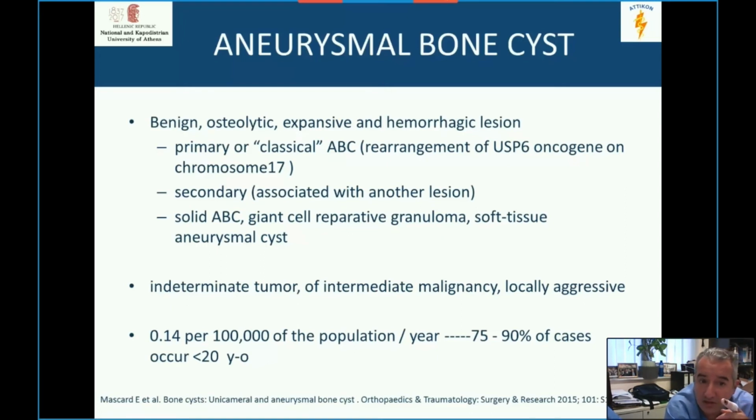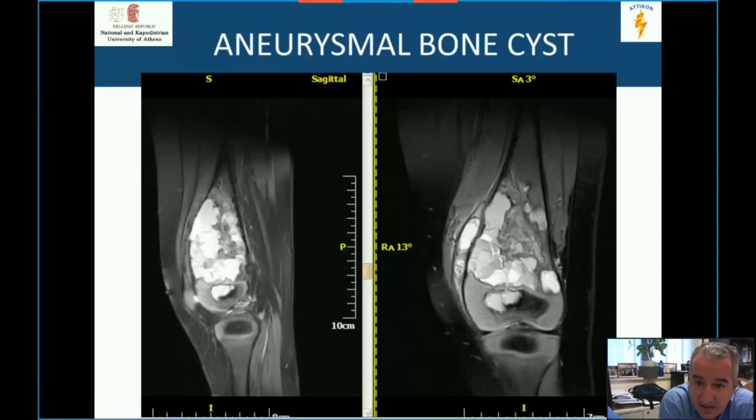These are benign, osteolytic, expansive, and very hemorrhagic lesions. They can be found as primary cases or classical ABCs. We can find aneurysmal bone cysts secondarily associated with another lesion, or rarely they can be found as solid tumors. These are locally aggressive tumors of intermediate malignancy, and the vast majority of ABCs occur in young patients less than 20 years of age.